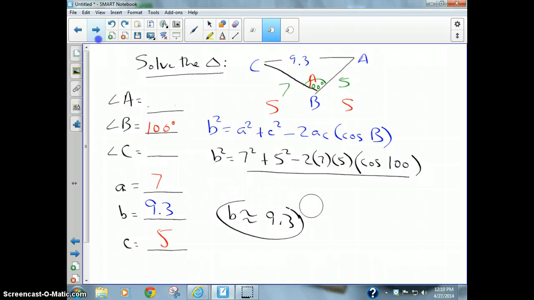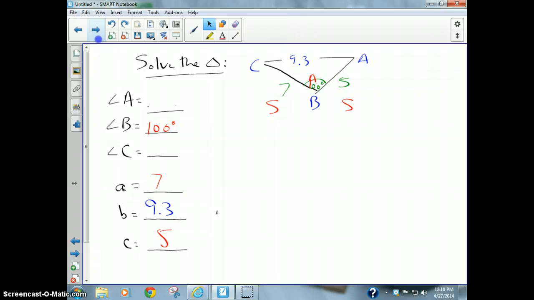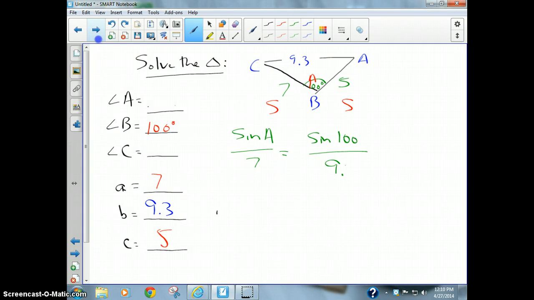All right, now we've got to find the other two angles. People, you only need to use the law of cosines once. Then go to the law of sines because it's easier. So I'm going to find angle A. Sine of A over 7 is equal to sine of angle B, which is 100 degrees, over its side length, 9.3. If I cross multiply and divide on my calculator, 7 times sine of 100 divided by 9.3, the sine of angle A is about 0.74125. Again, I do sine inverse to both sides. Hopefully you all got about 47.8 degrees for angle A.